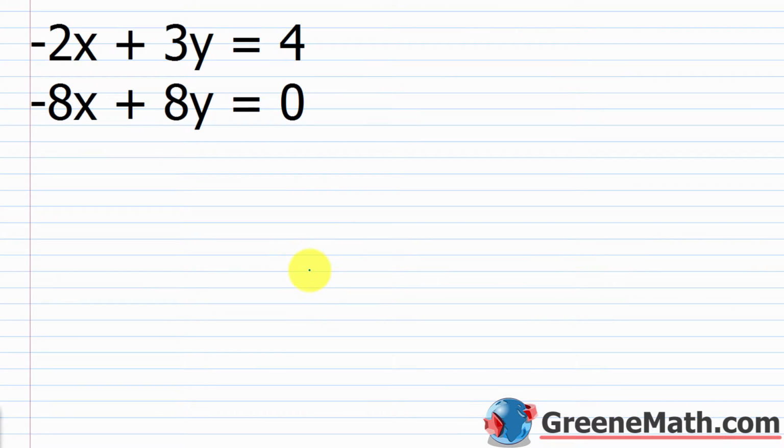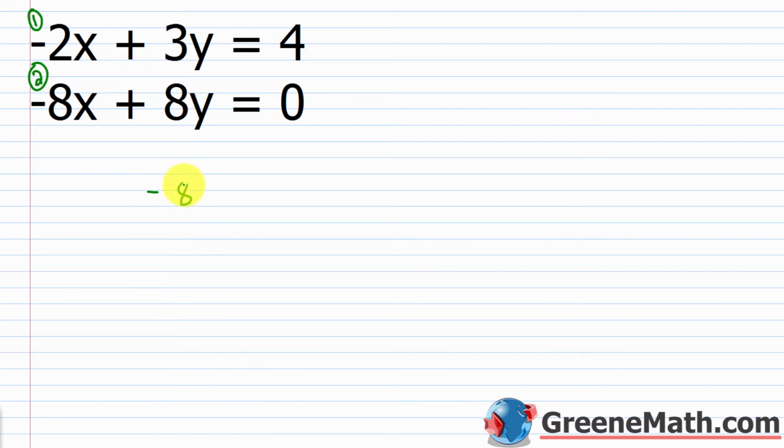All right, for the next problem, I have negative 2x plus 3y equals 4, and then negative 8x plus 8y equals 0. So let's call this equation 1, and this equation 2. And let's go ahead and solve equation 2 for y. Normally, again, you look for a variable that has a coefficient of 1 or negative 1. We don't have that here. So I'm just going to solve equation 2 for y.